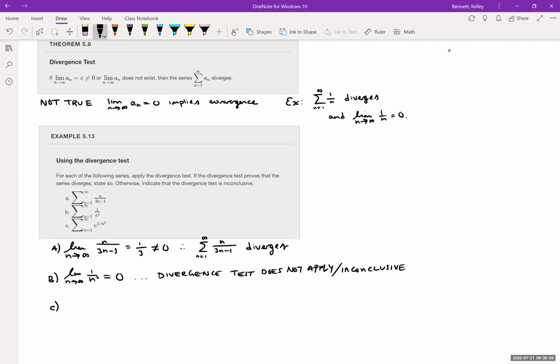And for the last example, why do I keep doing that? The limit as n goes to infinity of e to the 1 over n squared is going to be e to the 0, which is 1. So this is not equal to 0. Therefore, our series will diverge.